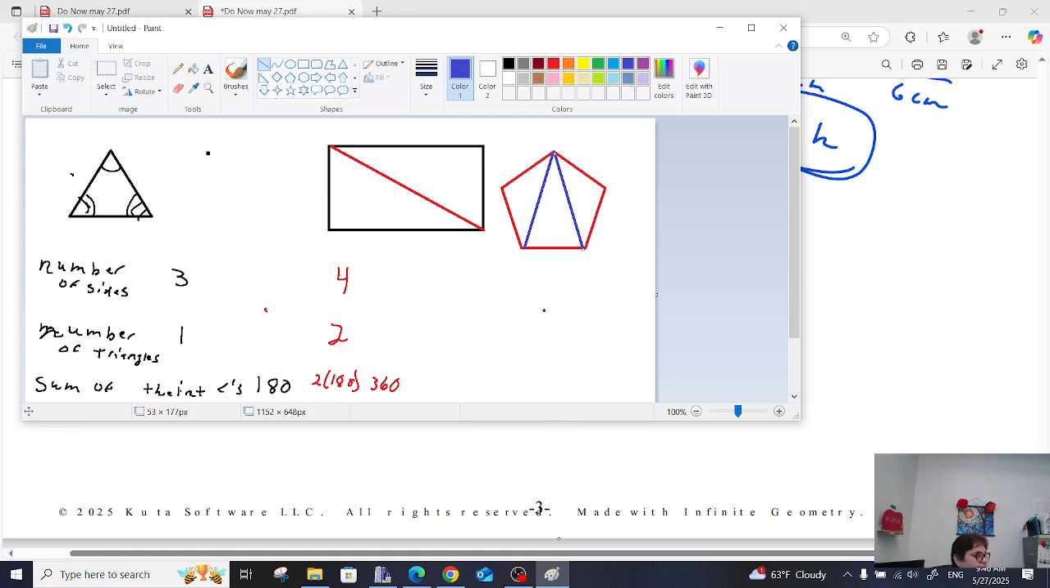Okay, now you start filling out the chart, and I want you to see if you can figure out what the formula is for finding the sum of interior angles. Work at your tables, see if you can use your inductive reasoning skills to figure out this formula.